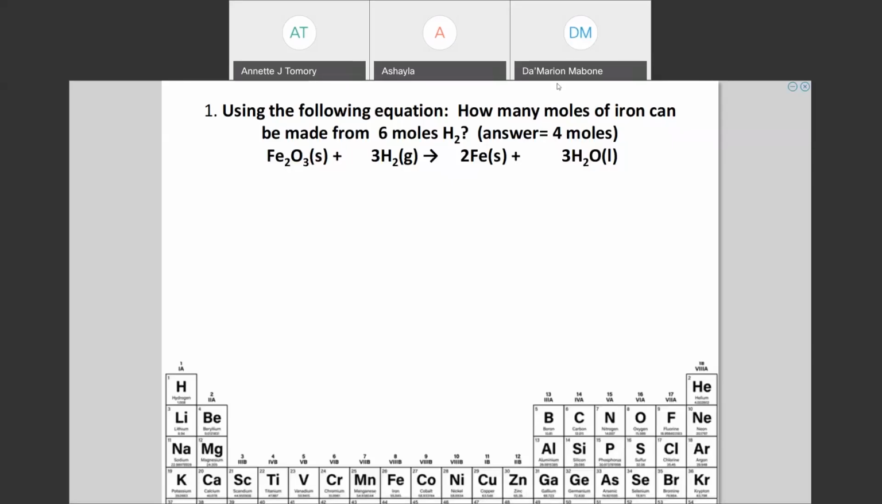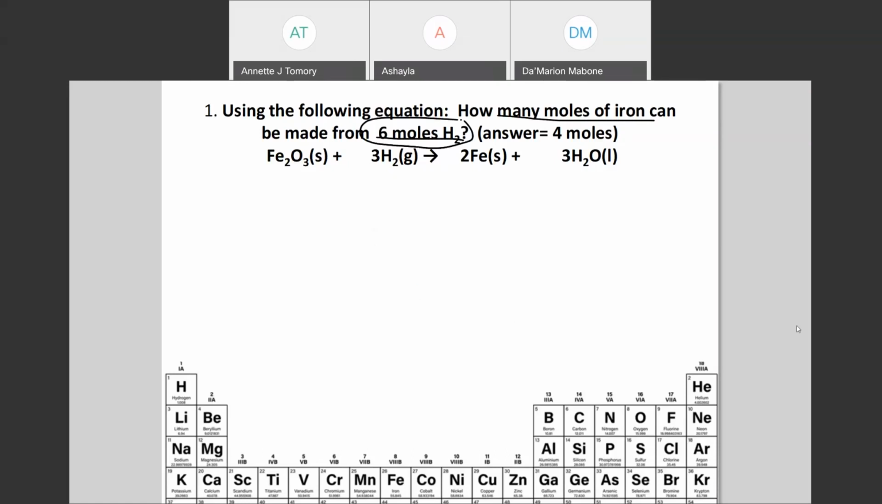We are doing the mixed review worksheet from the week of May 4th. If we're looking at this, how many moles of iron can be made from 6 moles of H2? So where is our X going to go? Under the H. 6 moles is what we have of H2.